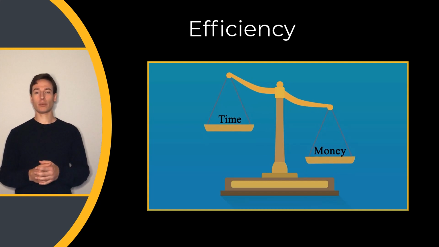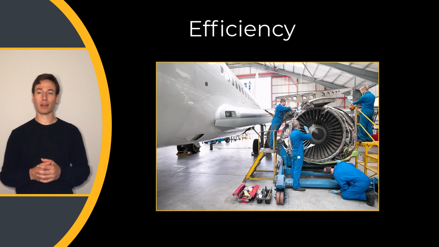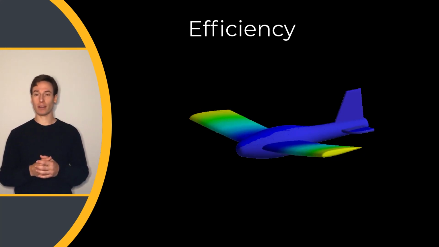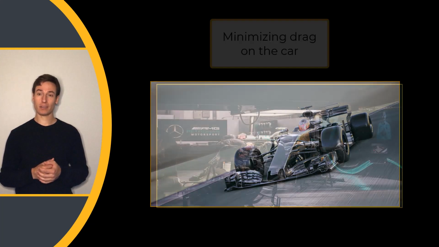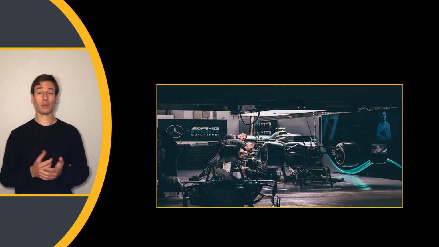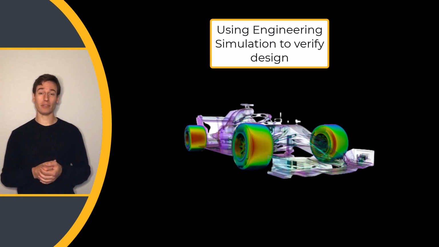All companies are concerned with saving time and money. Instead of using the time-consuming and costly process of building and testing physical prototypes, engineering simulation software is used to virtually iterate and optimize designs in a timely manner early in the product lifecycle. Say you are designing an F1 race car, and you need to ensure that drag on the car is minimized. The cost of manufacturing an F1 car is over $10 million, so we want to get it right on the first attempt. Using engineering simulation to verify designs before manufacture is a much more practical approach.